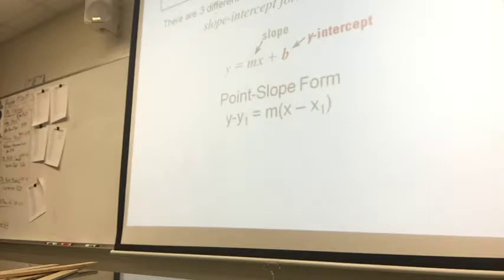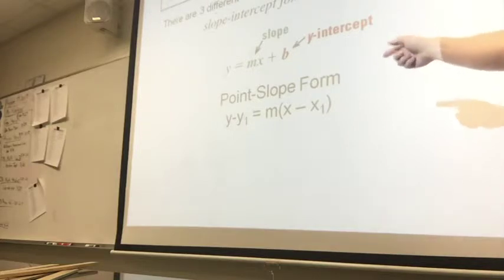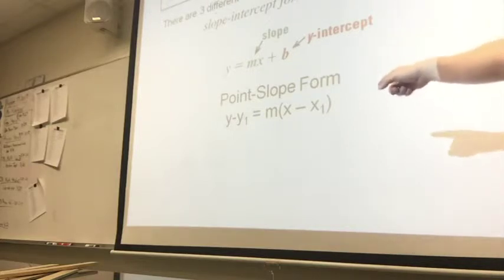The next one is one that if you're writing the equation of a line, meaning that I give you a couple points and I want you to write the equation of a line between the 2 points, it's generally easiest if you use this form right here.